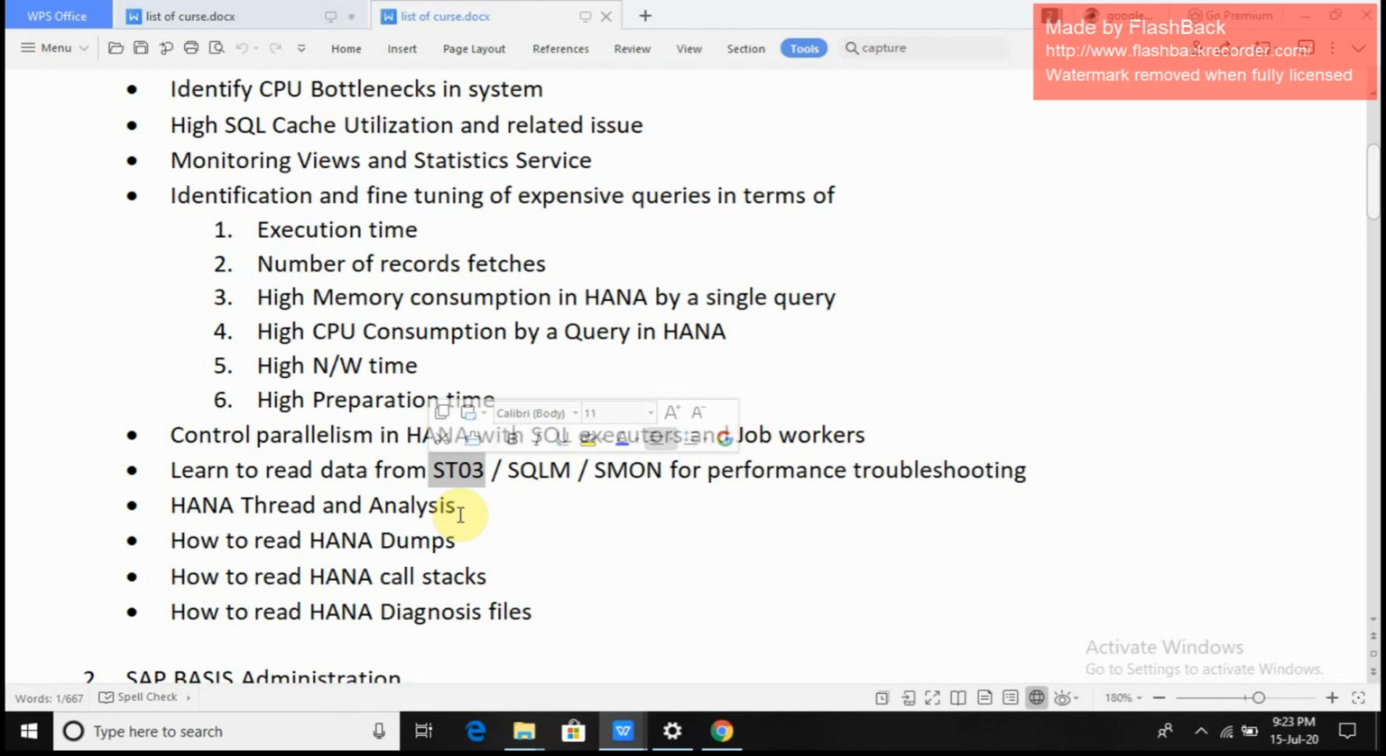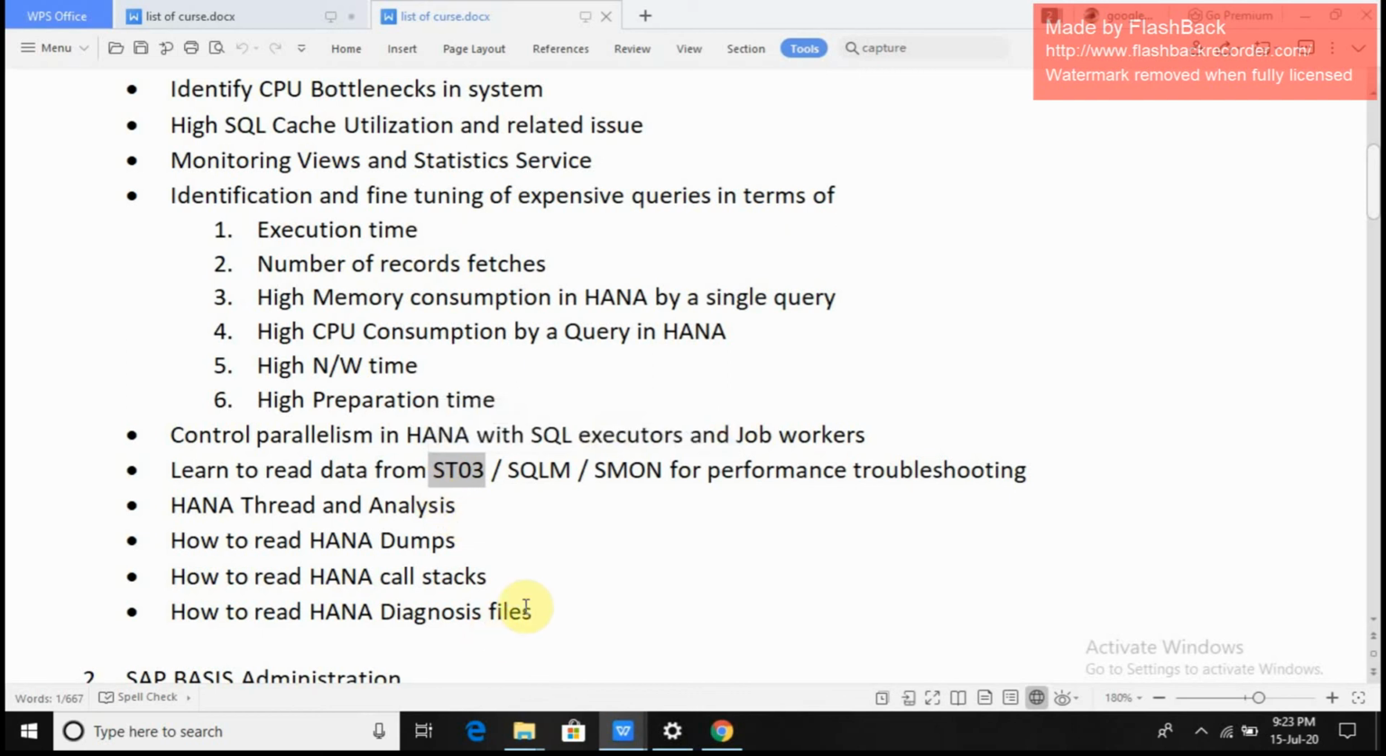We will also understand SQLM, how to execute the trace from SQLM and how to interpret the results. We will also learn about SMON as a part of this course. SMON is nothing but a job or a tool which can capture data from your system in terms of resource availability. Meaning if you have fewer resources available in the system, this tool can capture the data. Later on you can go through the details or the trace and identify at what point in time my system was having resource crunches. We will also see this part.